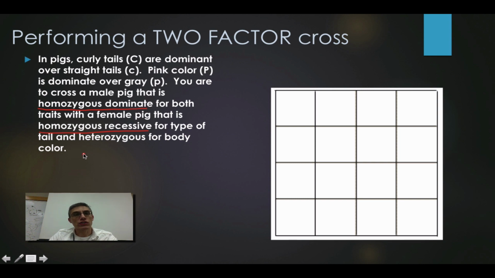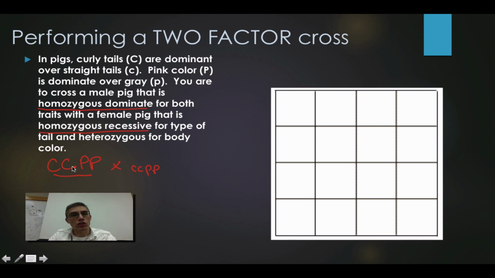Now, as I had said in class, the very first thing you want to do is you want to set up your parental cross. In other words, what are the genotypes of each parent? So again, the male pig was going to be homozygous dominant for actually both traits. So we have 2 big C's and we have 2 large P's. So that's going to be the genotype for that male parent. And we're going to cross that with a female that's going to be homozygous recessive for both the type of the tail and again the body color. So what we have is we have 2 very small c's and 2 lowercase p's.